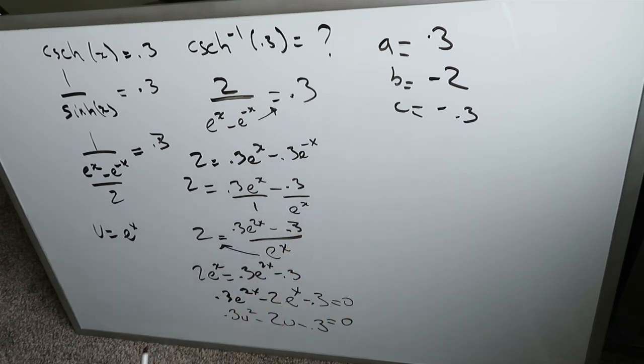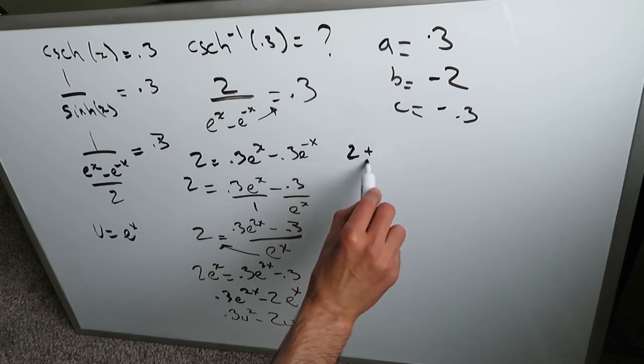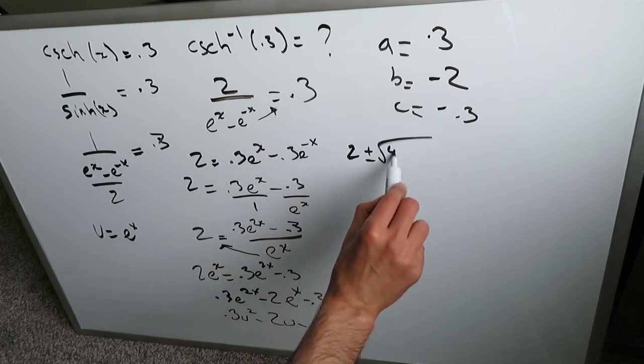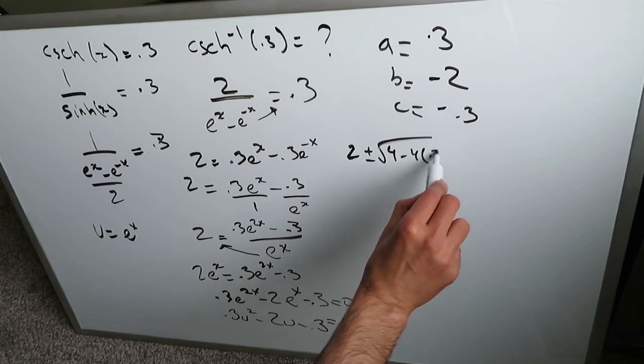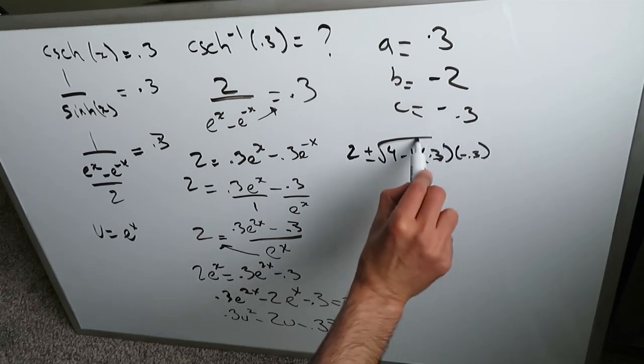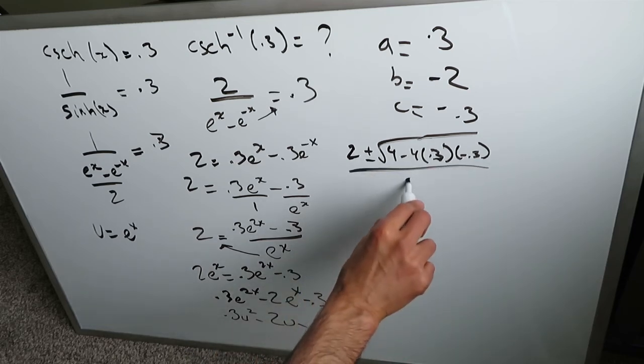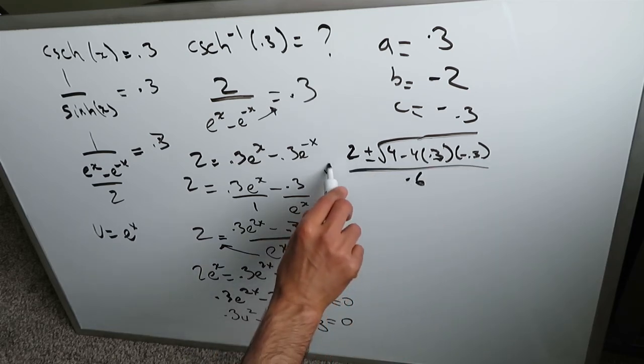u is equal to the quadratic formula. Let's plug in the values. You get minus b becomes a plus 2. B squared becomes a 4. Minus 4 times a, 0.3, times c, minus 0.3. All divided by 2a, which is 0.6. 2 times 0.3 is 0.6. You're solving here for u.